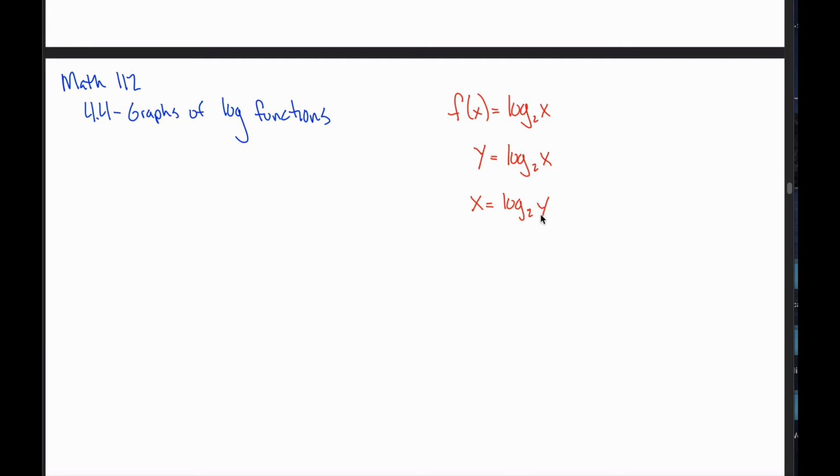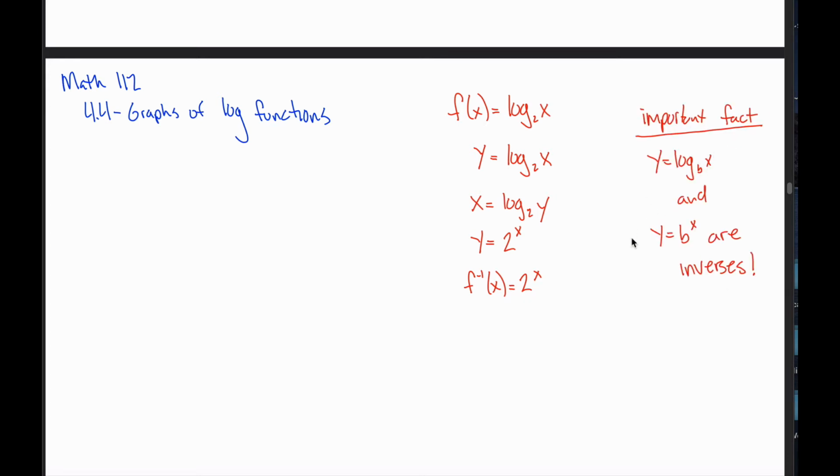If I want to get this y all by itself, I can just exploit what I know about logarithmic equations and exponential equations, that x equals the log base 2 of y is equivalent to y equals 2 raised up to the x power. If I change y into f inverse of x, I've now solved for the inverse function of log base 2 of x. The point that I'm trying to make is that log base 2 of x and 2 to the x power are inverse functions of each other.